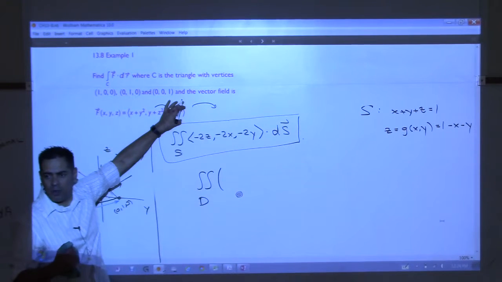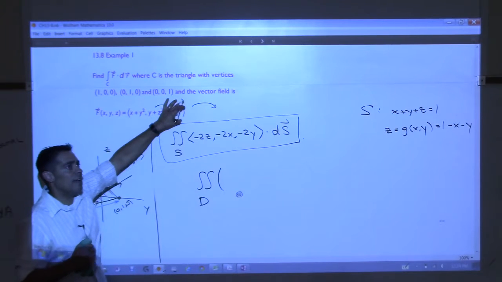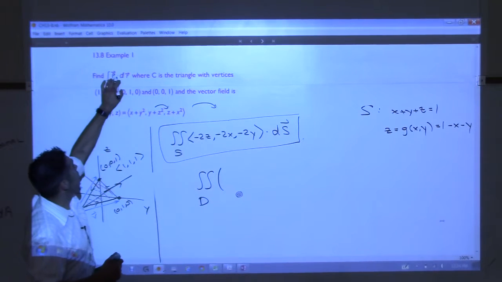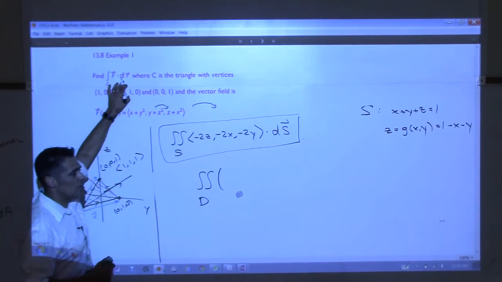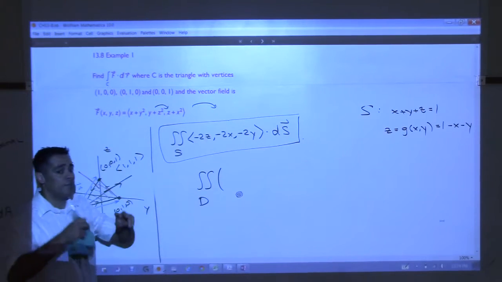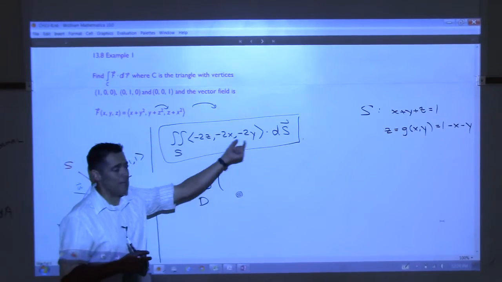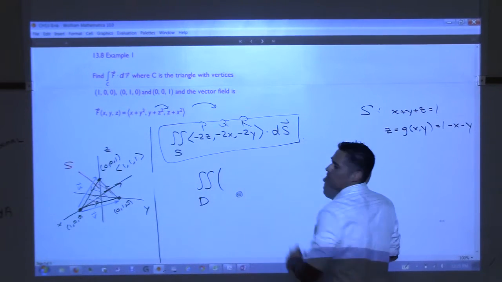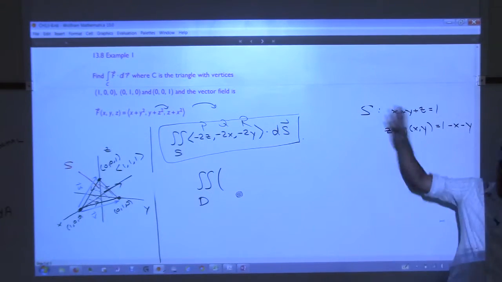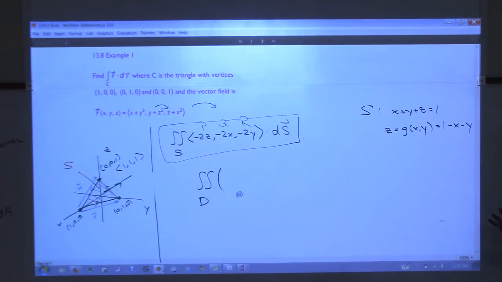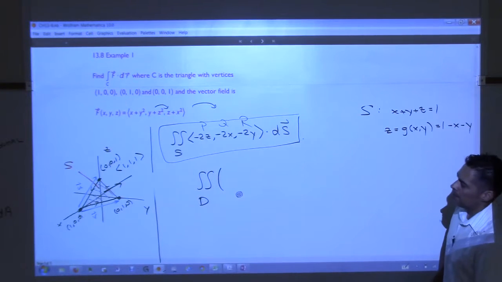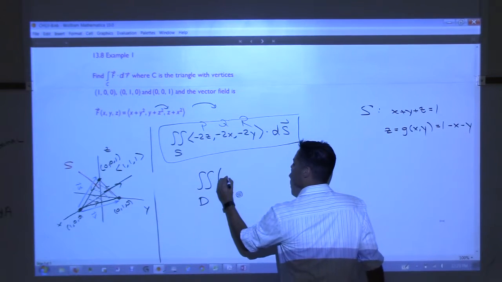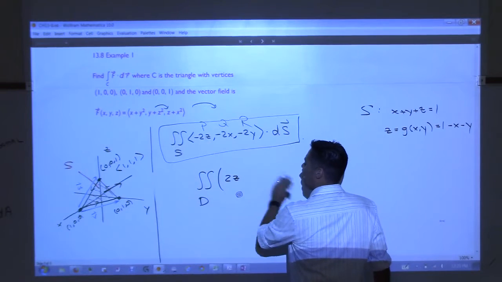But because I'm using Stokes' theorem, I'm turning that line integral into a surface integral where the vector field I'm using for the surface integral is the curl of F. So this is P, Q, and R for us. All right? Forget the line integral now. We are now doing a surface integral, and that vector is our PQR. So what would negative P be? 2z.